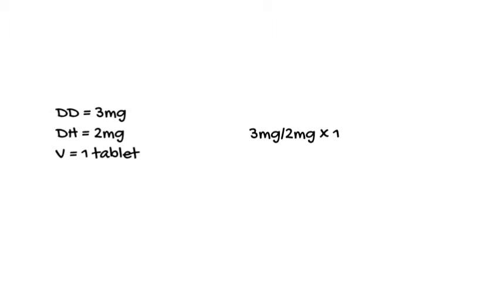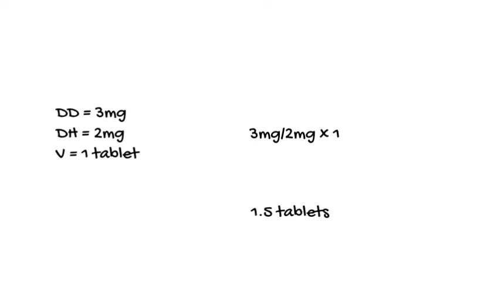So that isn't going to change your answer here. So you just need to go 3 divided by 2. If you do that on your calculator, you should get 1.5. So 1.5 tablets, right? So 3 divided by 2 equals 1.5 times the volume, which is 1 tablet. So it is 1.5 tablets.